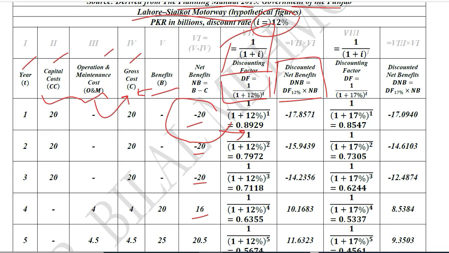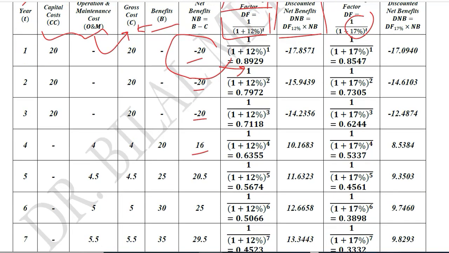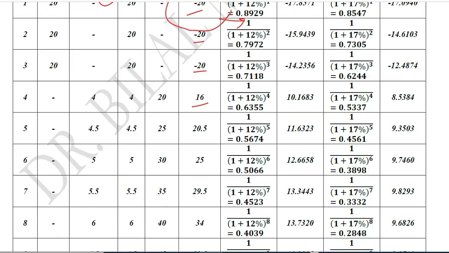And we already know that a 5% difference is suggested. So after 12% we calculate the discounting factor at 17%. So the discounting factor is recalculated by using 17%. So you can see there are different values as compared to the values calculated with 12%. So the difference is visible.